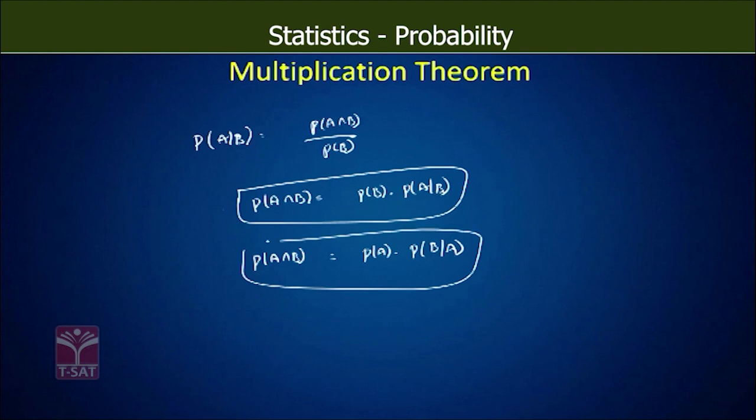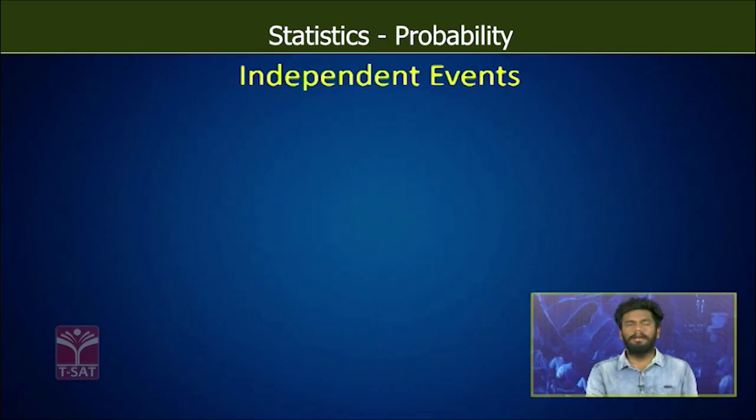P of A intersection B is given by P of B into P of A given B, and also P of A into P of B given A.